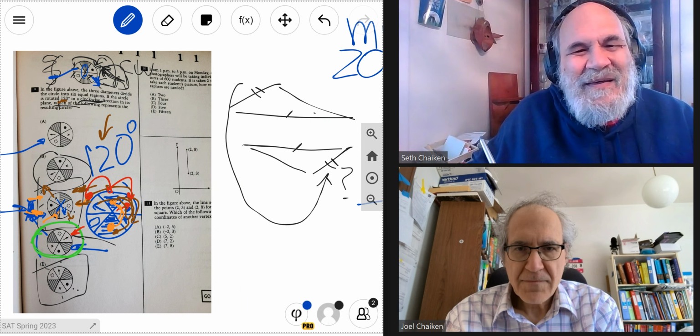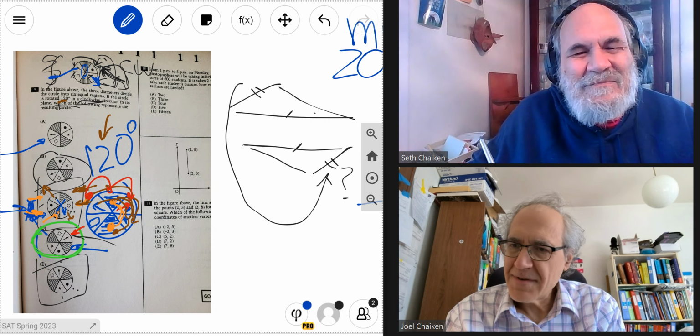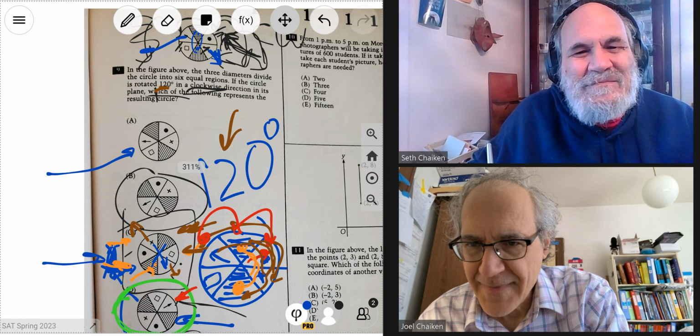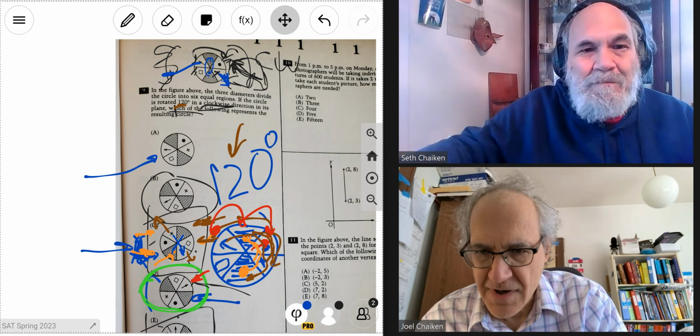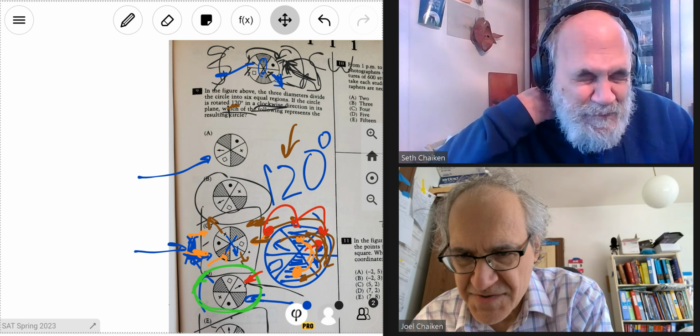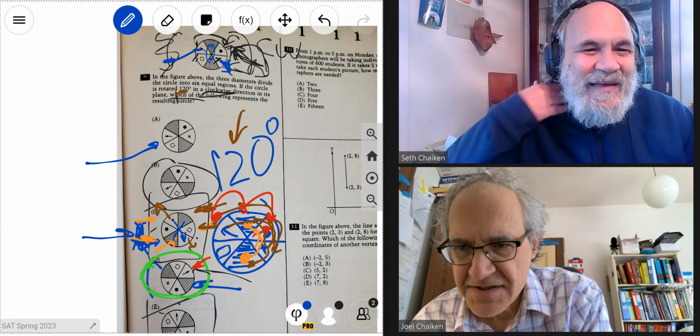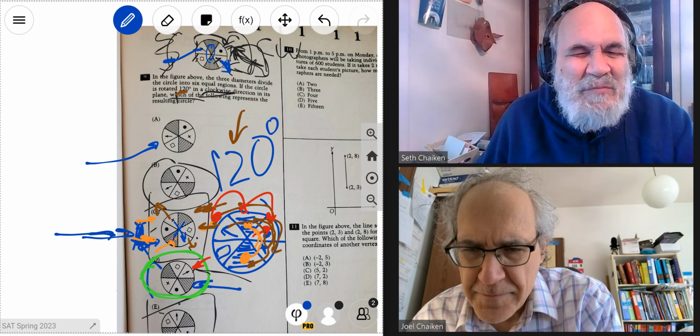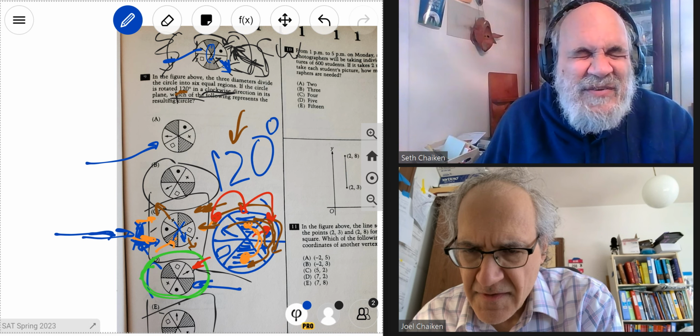As Seth was talking, I was really trying to make absolutely sure we're right, and I had another way of thinking about why the middle one is wrong. This one's wrong because I'm so suspicious of them rotating it. It just didn't make me feel comfortable. Well, it's not a multiple of 60 degrees.